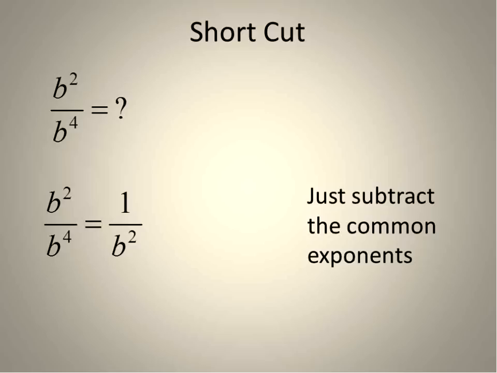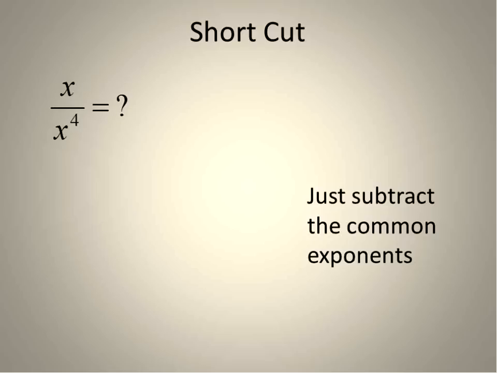Hopefully that shortcut has helped to make this a little bit easier. If not, you can still write out the whole process, b times b, b times b times b times b, if it makes sense to you. But again, when the exponents get bigger, you're going to want to stop doing that.